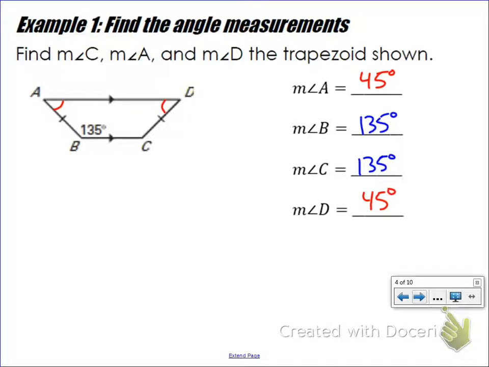Now, one way to double check this would be to add up all four angles. It's a quadrilateral, so they should all add up to 360. We know 45 and 45 is 90, 135 and 135 is 270, and 270 plus 90 is 360 degrees, so that's just one way we can check our answer.